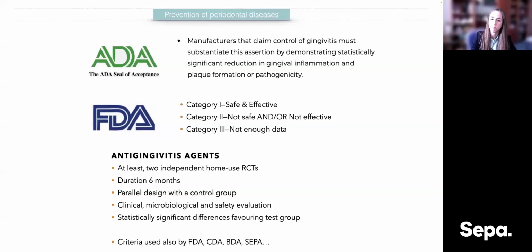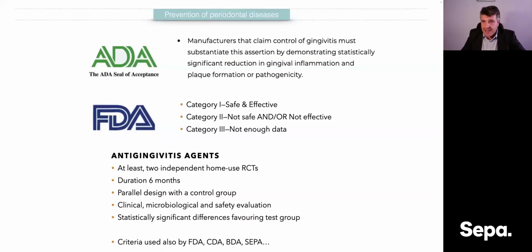Okay, so David, what can you tell us about the evidence behind all these recommendations? Okay, so now we are in the prevention, and for the prevention, as we have explained at the beginning, but very briefly, we have some regulations. There are some rules. So the American Dental Association and the Food and Drug Administration, for example, tell us what you need to demonstrate in order for an agent to say that it is effective in the prevention of gingival inflammation. So the FDA, for example, has category 1, category 2, and category 3, and gave category 1 to those which are safe and effective.